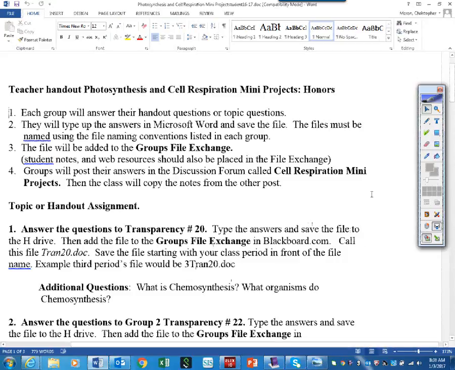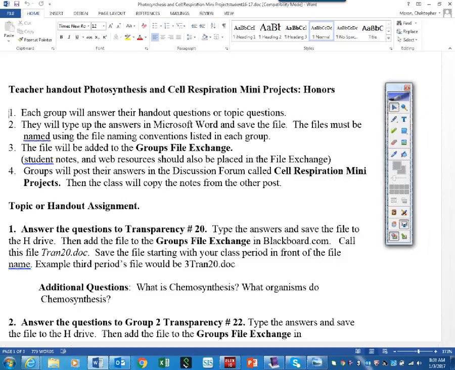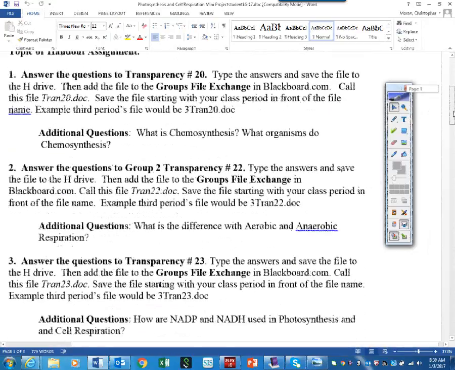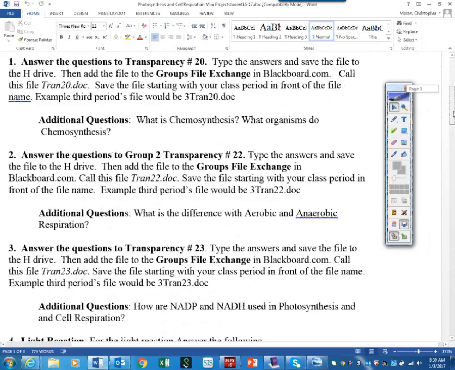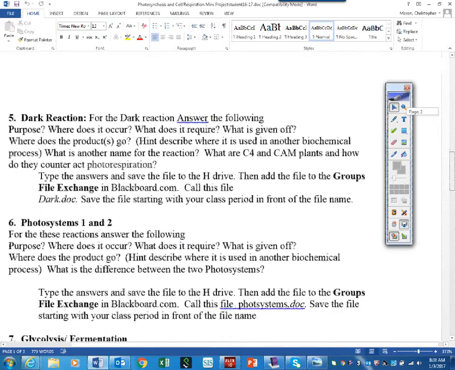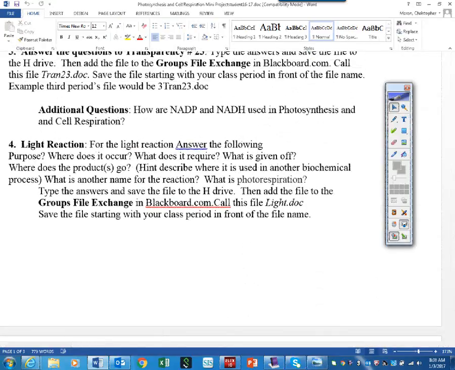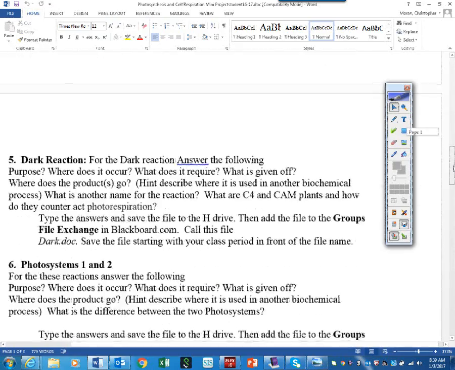So first, as we said earlier, you've got your 3 handouts with questions on the back of them. That's if you're groups 1, 2, and 3. If you're groups 4 through 8, your questions are on the directions page. So these are the questions like, if you're the light reaction, you're going to answer the purpose, where does it occur, what's required, what's given off, where do the products go. That's the mantra for all of this. What's required, what's produced, where do the products go. And that's what group 4 does. 5. These are the questions, 6, 7.